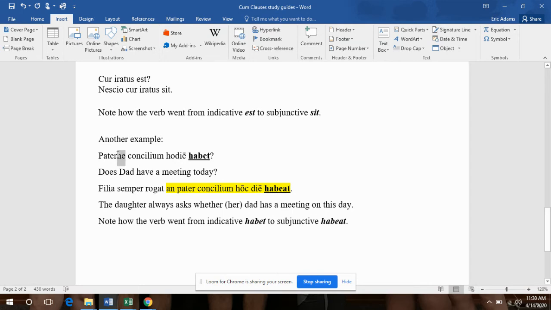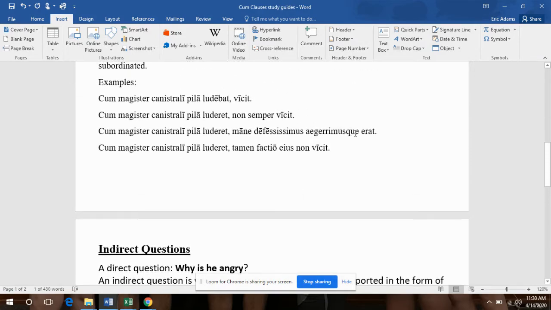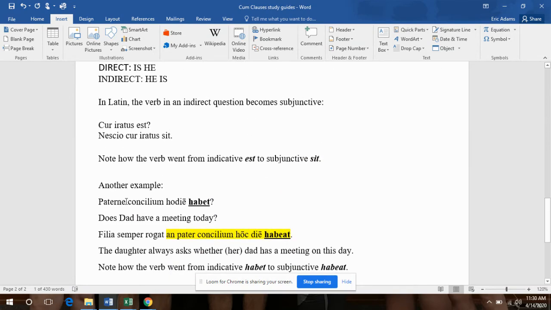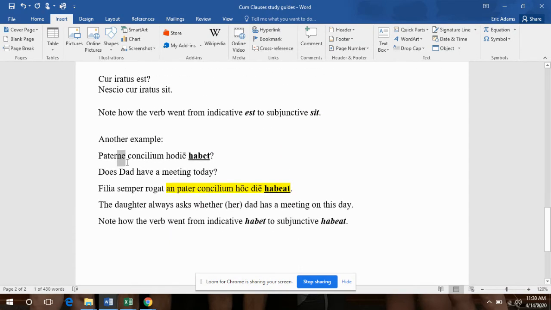Now, in Latin, remember, if it is a yes-no question, very often there's not a question word for that, like we have the word cur. Instead, we just simply add the enclitic. Remember, enclitic is a little particle word that is going to essentially be attached to another word. We saw that earlier, an enclitic meaning and, on the word agerimusque. But when it is a yes-no question, when you go to the indirect version of it, that ne turns into the word num, and it means whether. So, the daughter always asks whether Dad has a meeting on this day. Hoc die is another expression of hodie.